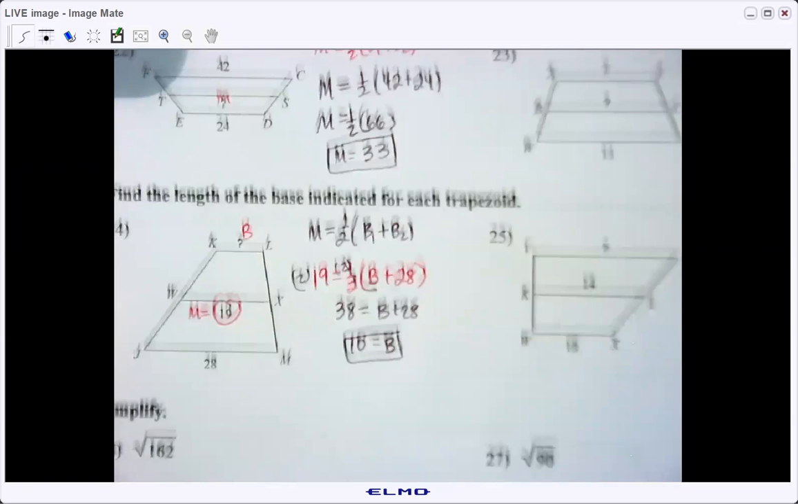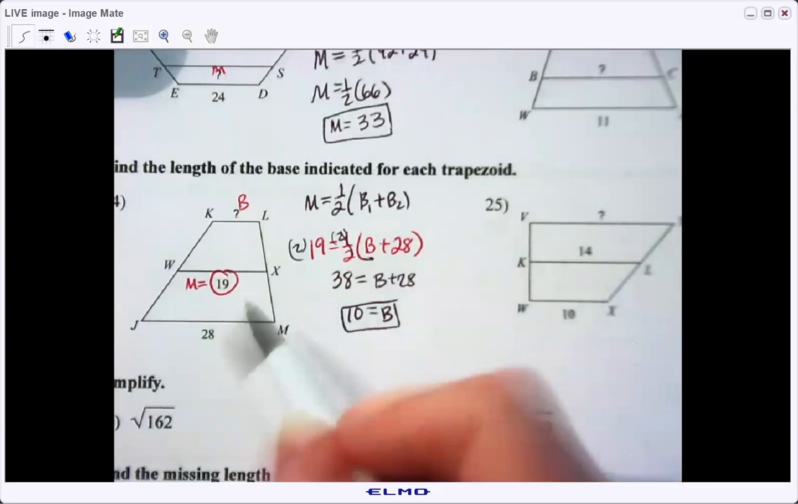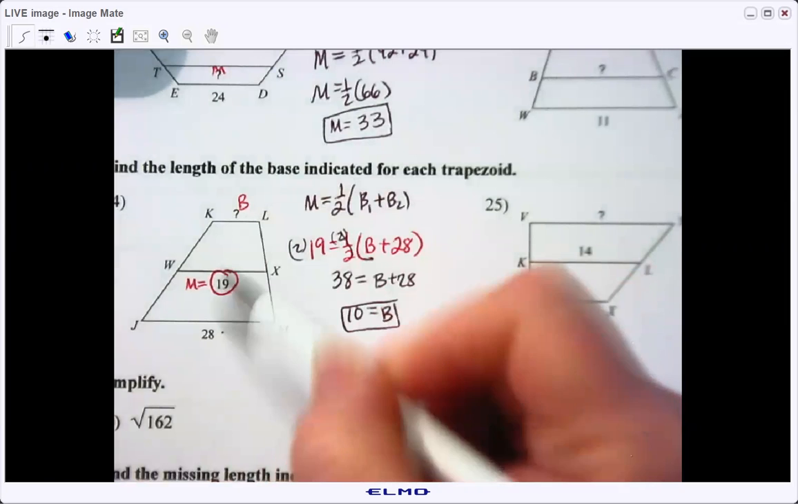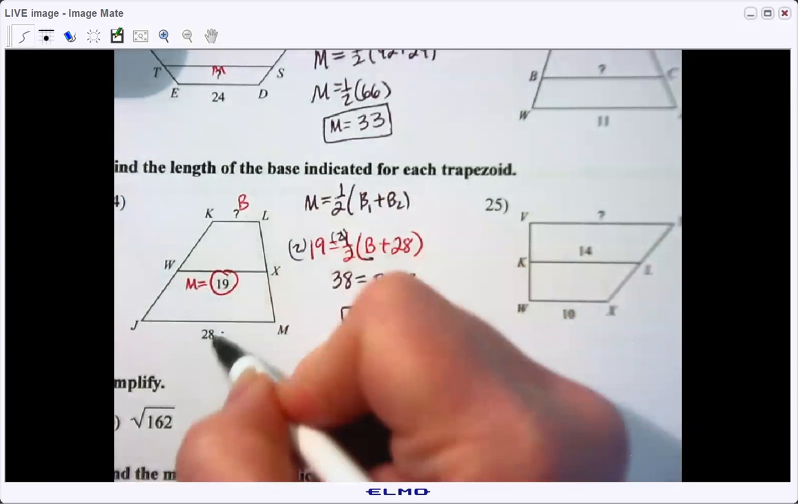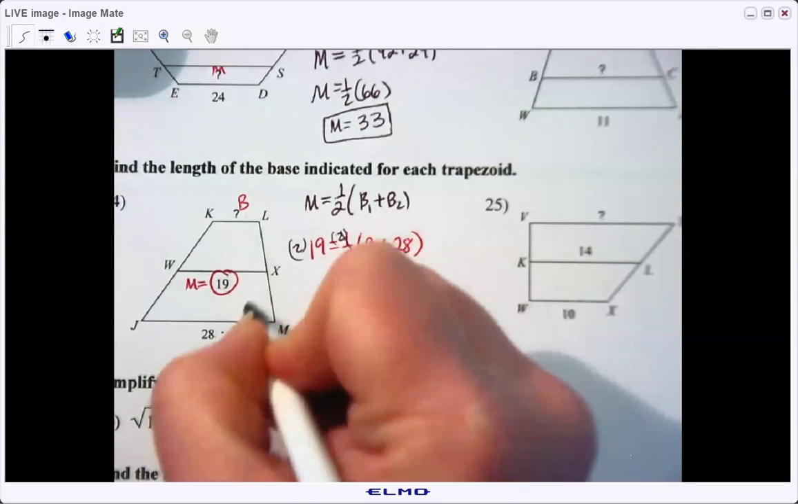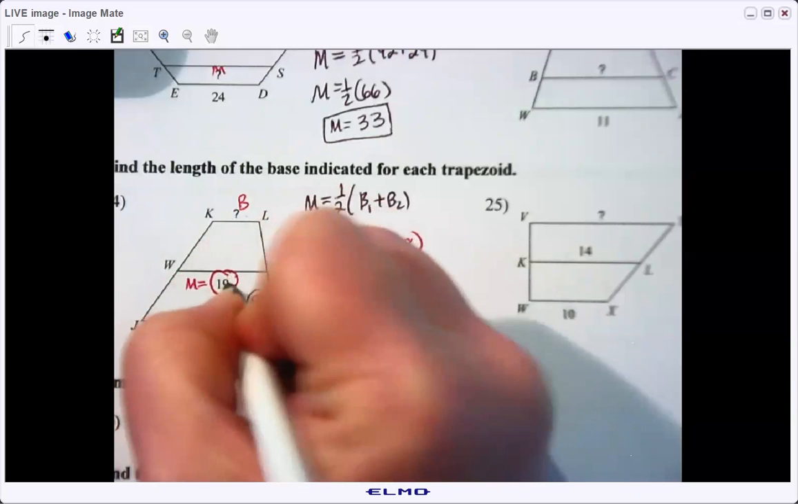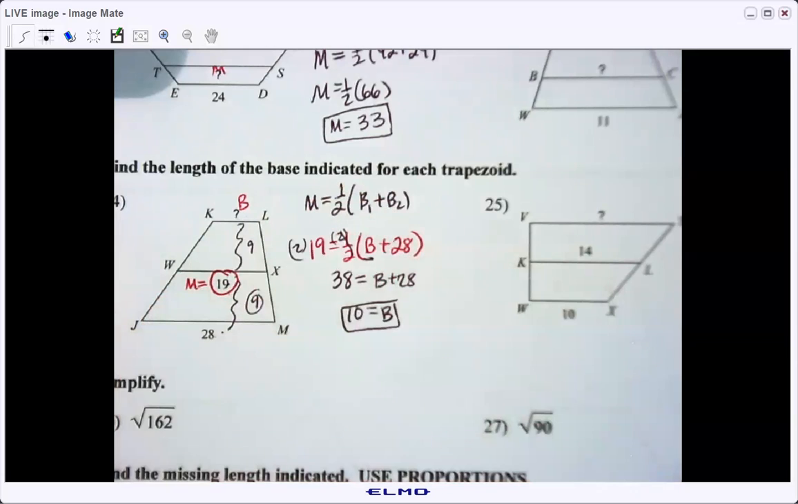If you really want to check yourself on a quiz or test, you can say, if this is 10, 10 plus 28 is 38, divided by 2 is 19. Or you can say 28 minus 19 is 9, and then 19 minus 10 is also 9. So they have to be equidistant because it's a midsegment.